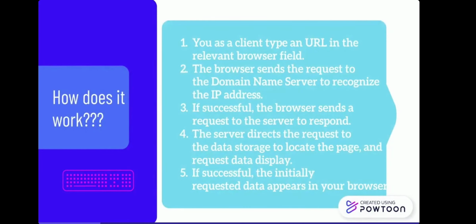We just learned what a web application is, now let's see how it works. The process has three main sides: client side, database server, and server side. We as a client will type in a URL in the relevant browser field and the browser will send the request to the domain name server to recognize the IP address. If successful, the browser will send a request to the server to respond. After that, the server will direct the request to the data storage to locate the page and request data display. Finally, the initially requested data will appear in the user's browser.